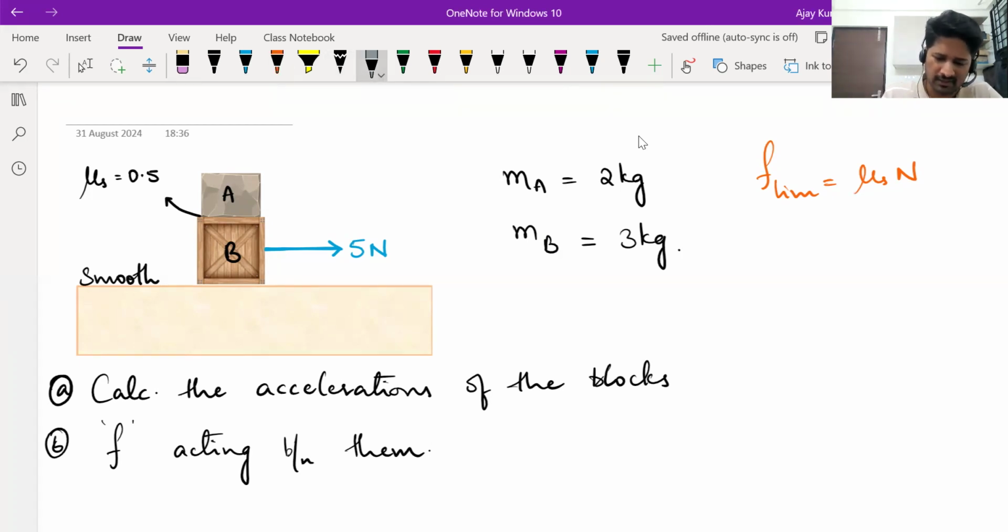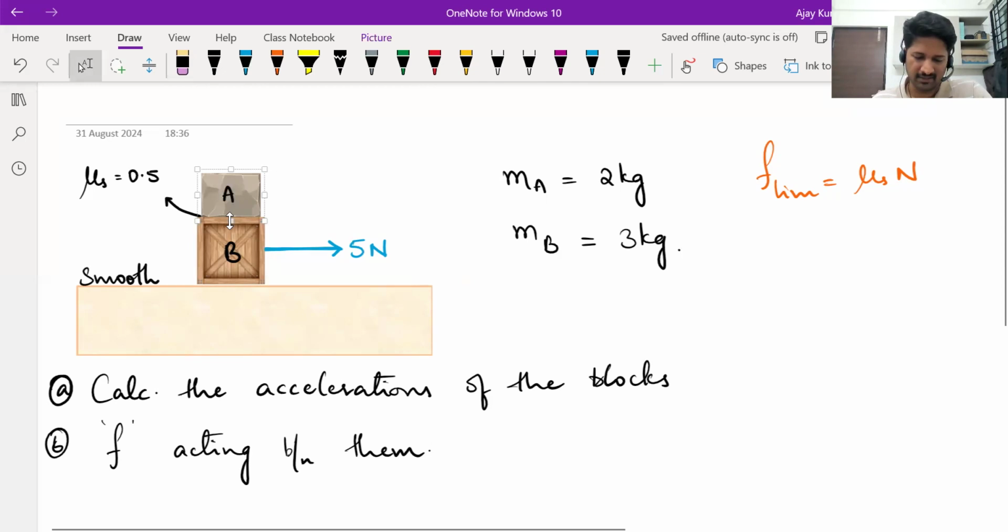Mu s is between the block A and B. So see, you need to find out the friction between the blocks, right? Friction always acts between two surfaces that are in contact. I'm telling this to all of you. What you're trying to find is the limiting friction. If you want to find out the limiting friction between two surfaces in contact, you need to know the normal force there, not somewhere else. Okay. So one of you tell me, how much is the normal force between A and B?